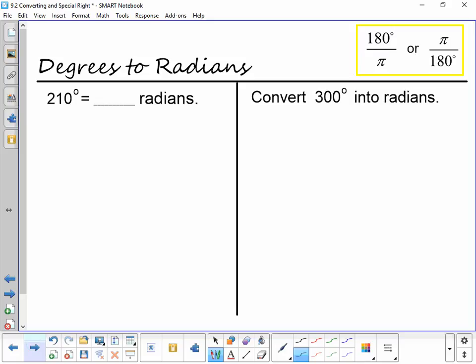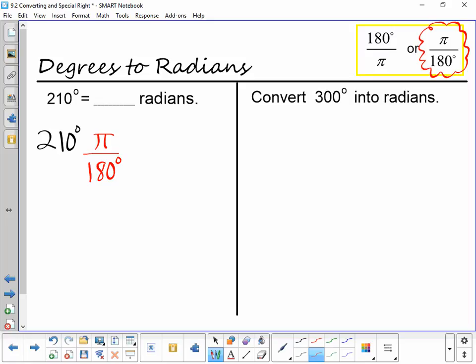All right, so now we're going to go the other direction. What if I have an angle that's measured in degrees and I want to know how many radians it is? It works pretty much the same way, except we want our answer in radians, so we use the conversion factor pi over 180. We write our original angle, in this case 210 degrees, and we multiply that by pi over 180, our conversion factor.